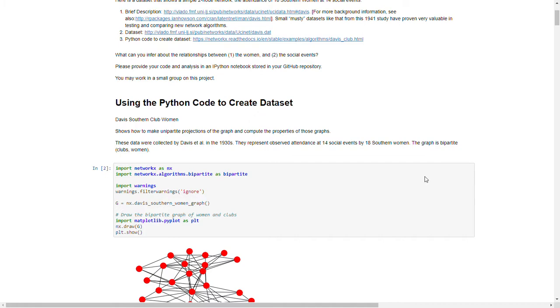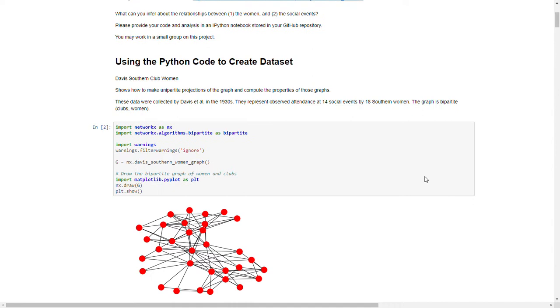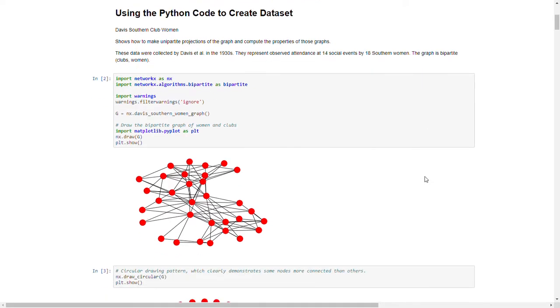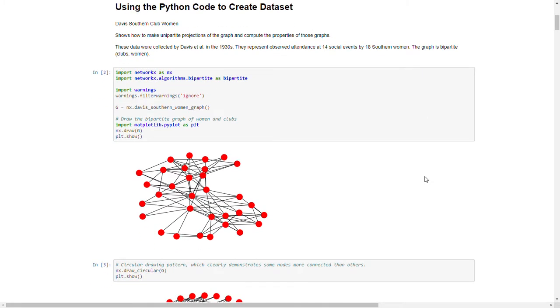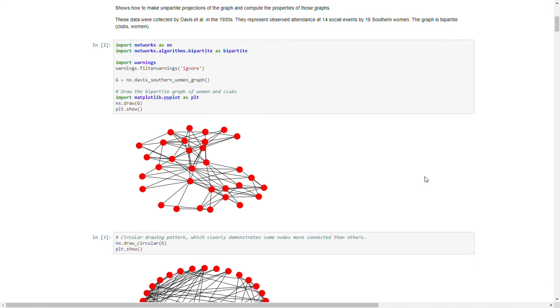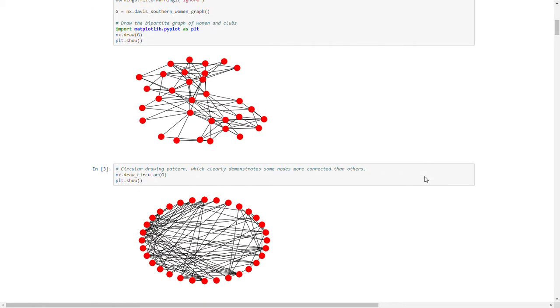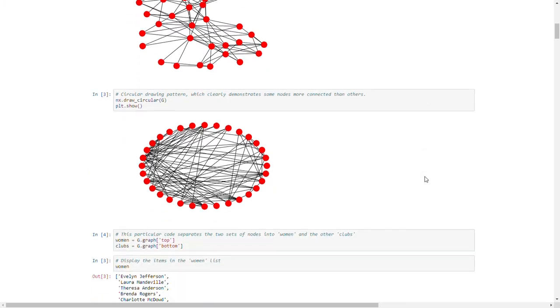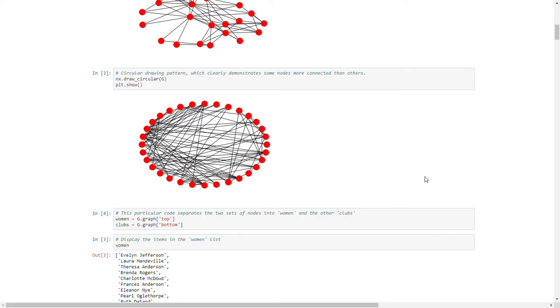The graph is bipartite, so that's clubs and women broken out. So here we can kind of see the connection is pretty wide. If we do a more circular pattern, we can actually see that some of the nodes are more connected to each other than others. So let's go into that a little bit more.